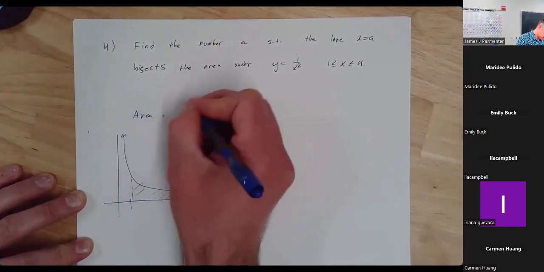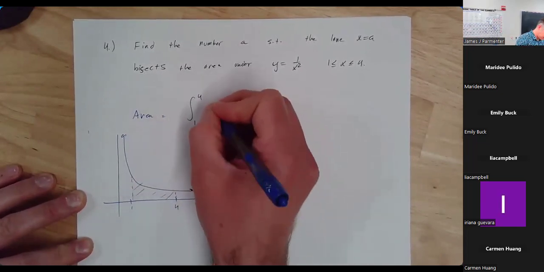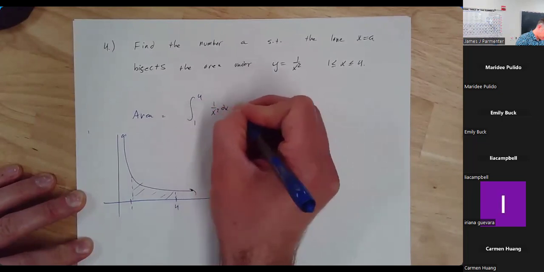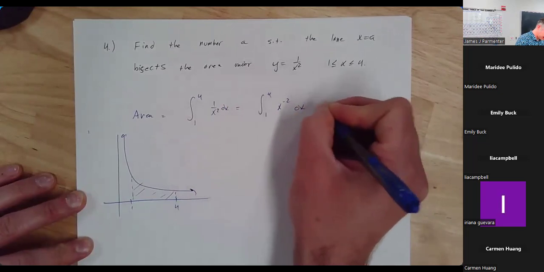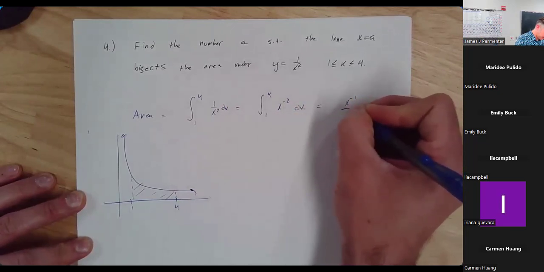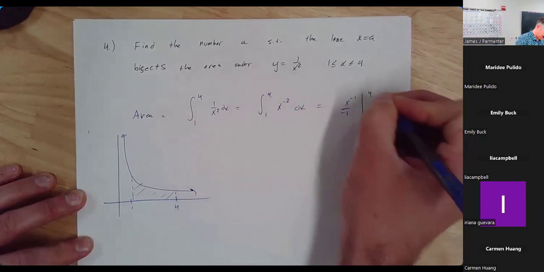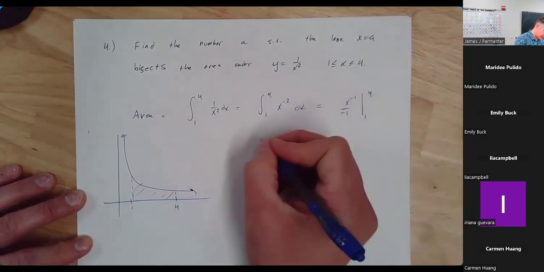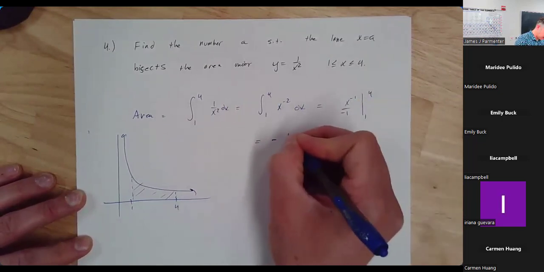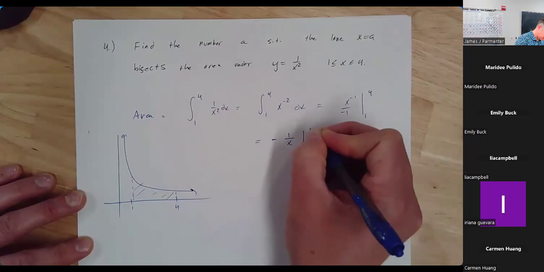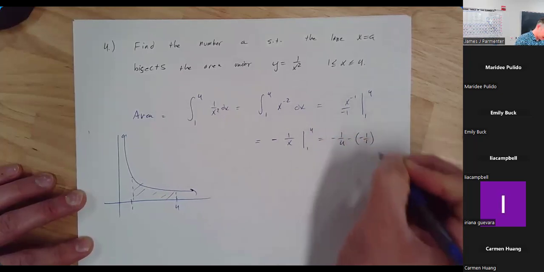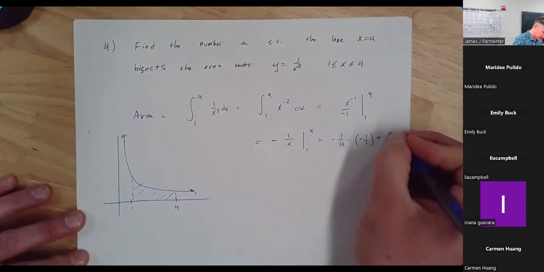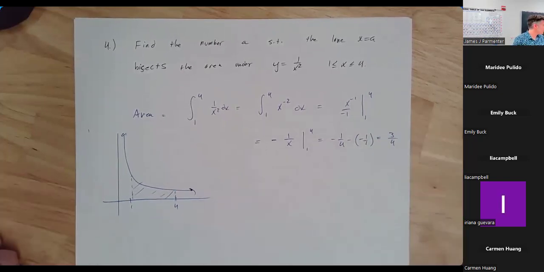It's just going to be the integral from 1 to 4 of 1 over x squared, which is the integral from 1 to 4 of x to the -2. We anti-differentiate, we get x to the -1 over -1, 1 to 4. I really don't like leaving it like this. I would much rather write that as -1 over x from 1 to 4, and then plug in the 4, plug in the 1. You get -1/4 plus 1, which is 3/4. So that's how much area is under the curve.